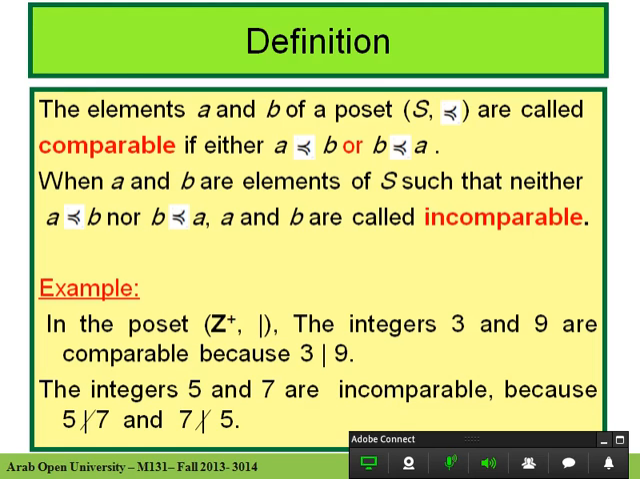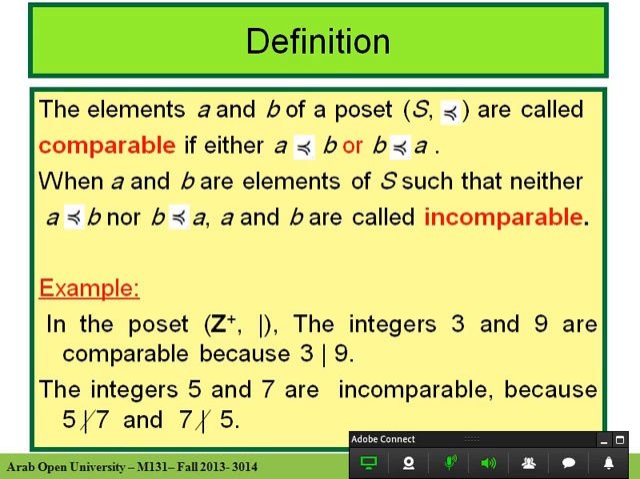Okay, then here is the definition for comparable and incomparable. Whether two elements are comparable or not. We can compare two elements from a set or not. The elements A and B of a partial ordering set S are called comparable if A relates with B or B has a relation with A. When A and B are elements of S such that neither A relates with B nor B relates with A, then A and B are incomparable.